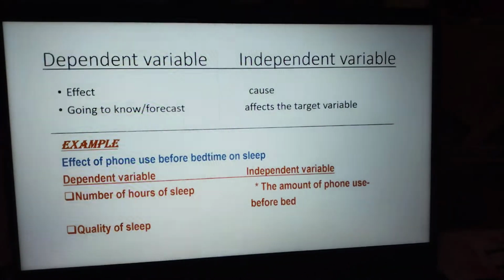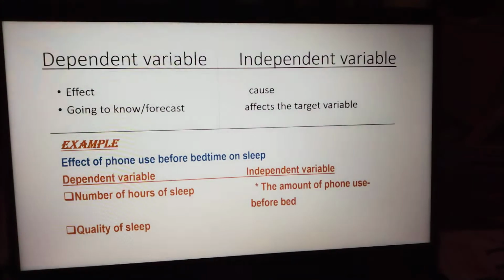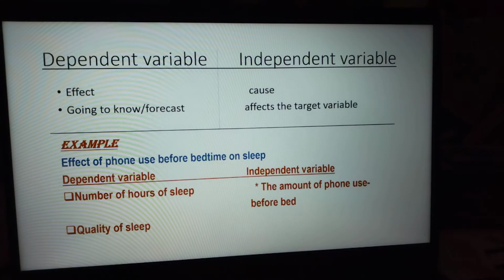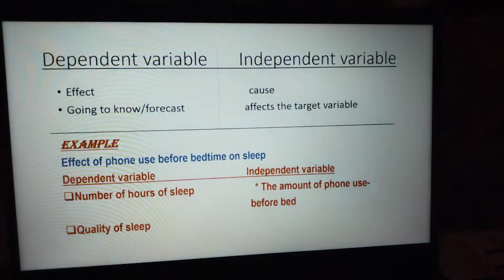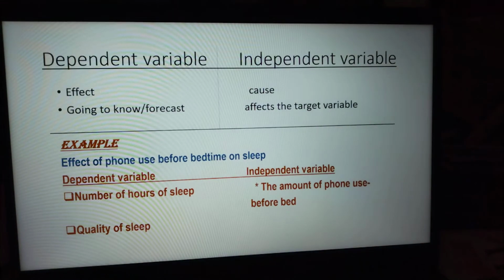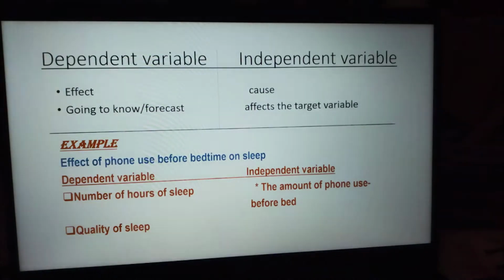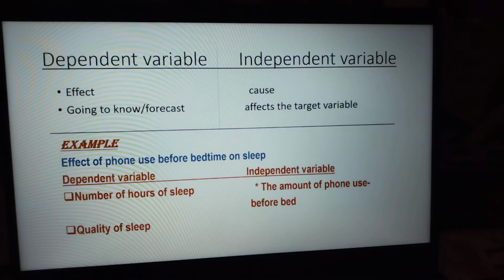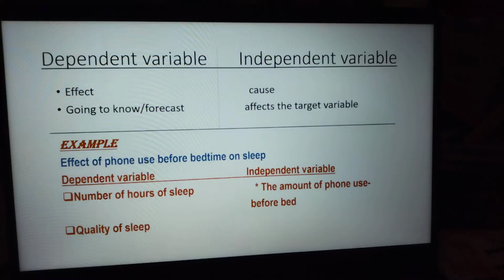So if we are going to predict something, we have to predict about the dependent variable, and independent variable is affecting the target variable. Target variable is here dependent variable. So independent variable always causes some effect on dependent variable. Okay, so we will understand this differentiation between dependent and independent variable with the help of this example.